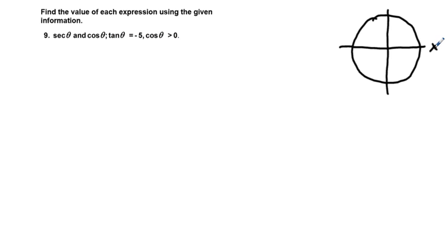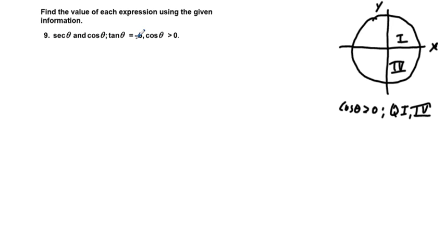So drawing a unit circle with an x-axis and a y-axis, we're going to examine cosine theta greater than 0. Well, cosine theta is going to be greater than 0 where? That's going to be quadrants 1 and 4. There we go. And so that's what that's going to look like.